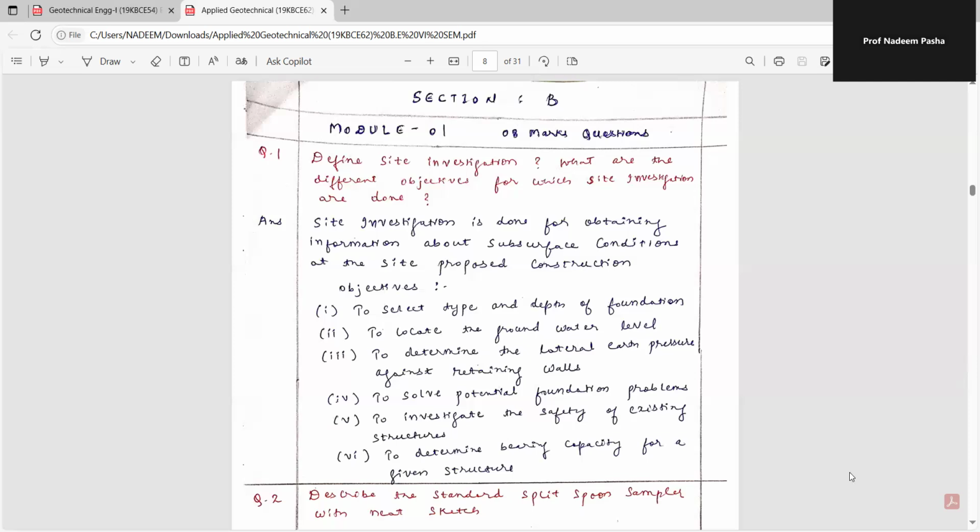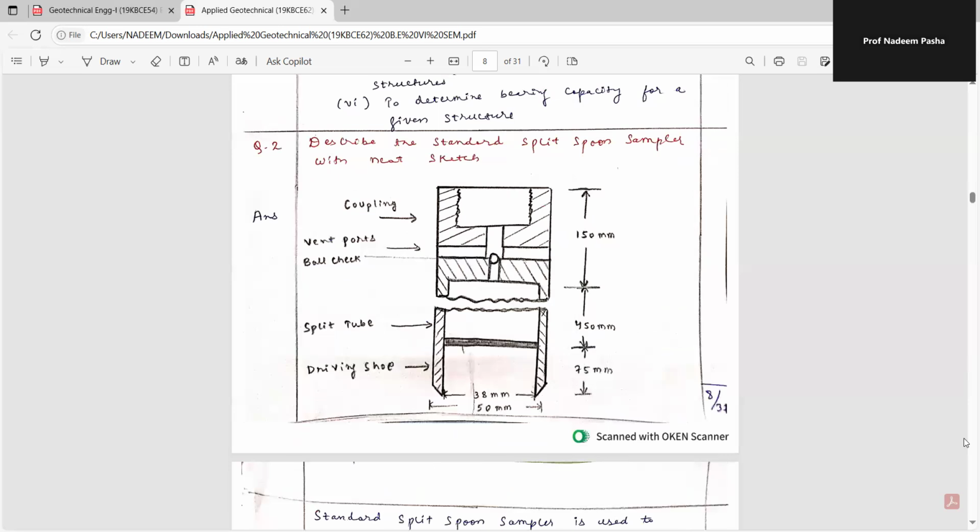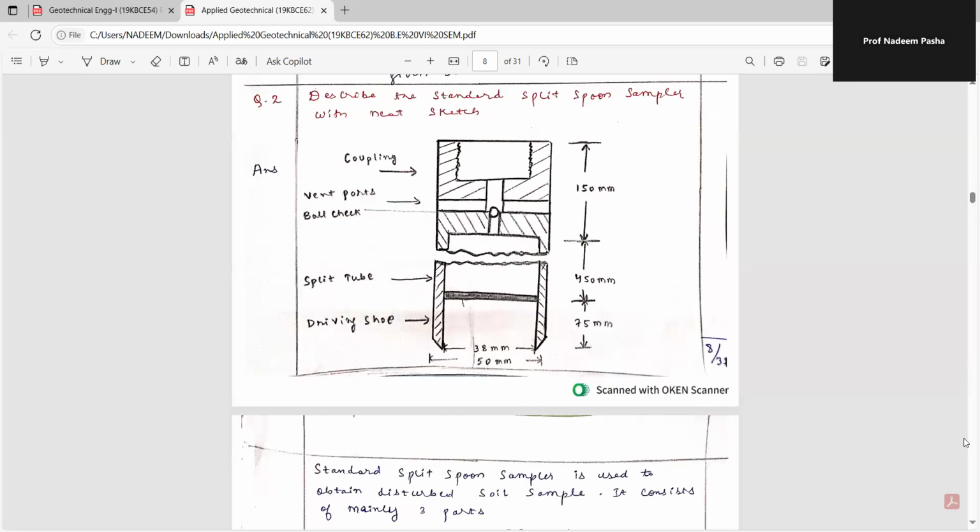Describe the standard split spoon within its case. So this is the standard split spoon sampler. What are its parts? Coupling, vent ports, ball check, split tube, driving shoe. The standard split spoon sampler is used to obtain disturbed soil samples.